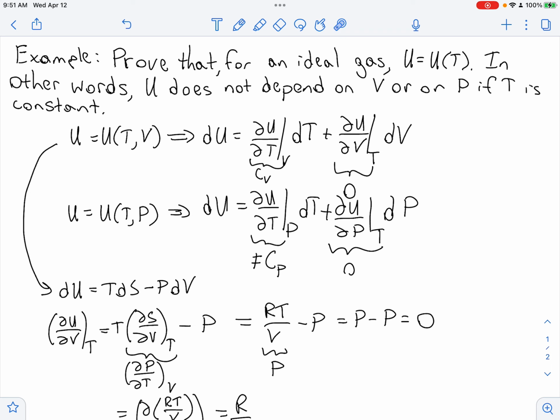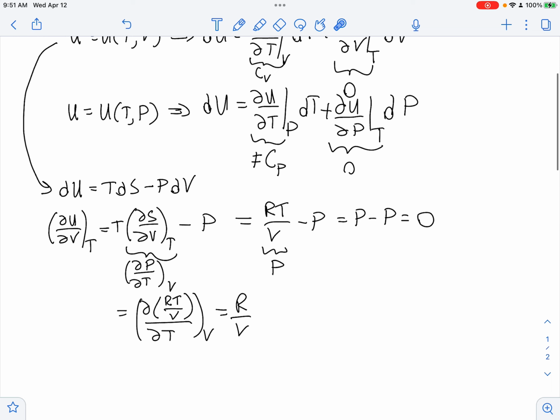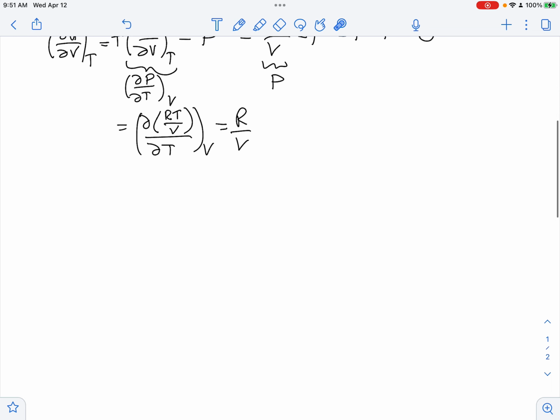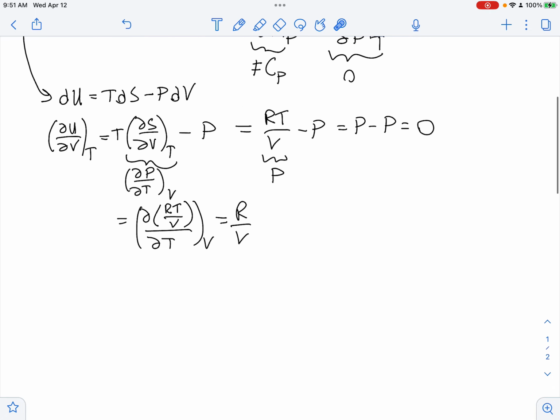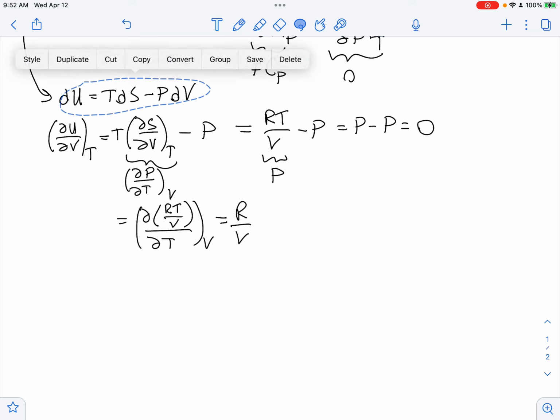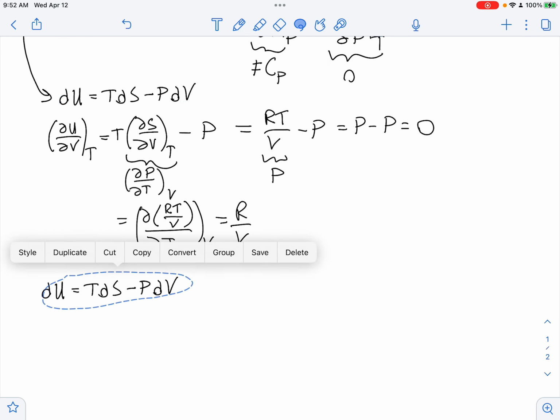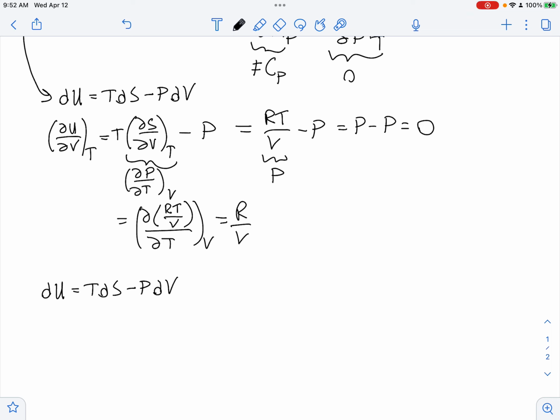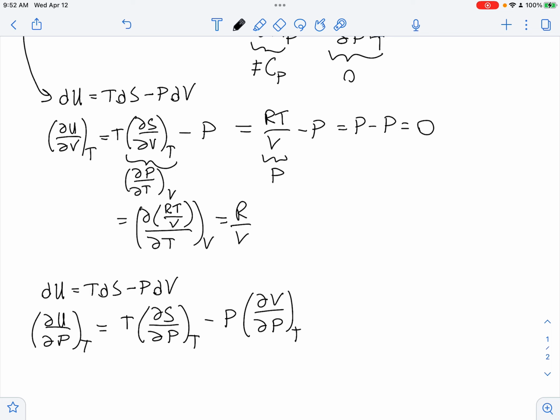Remember, we wanted to show that this is 0. The next thing we're going to do is show that this is 0. So now let's go back to this fundamental property relation. And this time we're going to generate (dU/dP) at constant T. Divide through by dP. This will be T (dS/dP) at constant T minus P (dV/dP) at constant T.